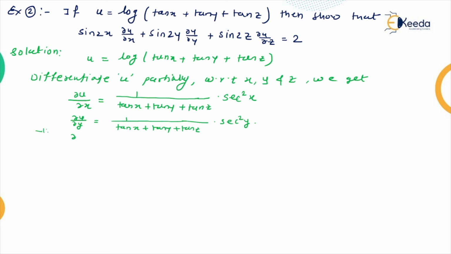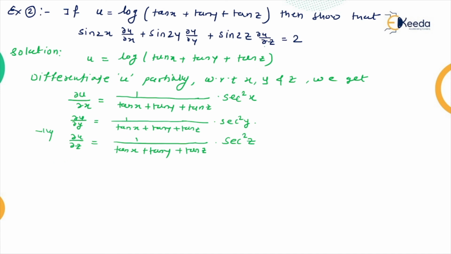Similarly we take ∂u/∂z. This is the log of this bracket, so the derivative is 1 upon tan x plus tan y plus tan z, into the derivative of tan z with respect to z, keeping the other variables y and x constant. Therefore we write only the derivative of tan z, which is sec square z. I hope you understand this.